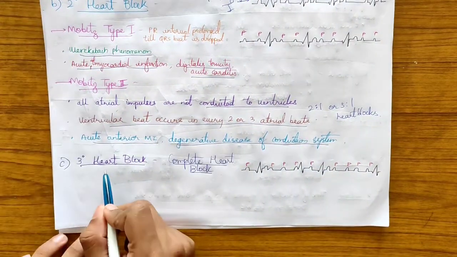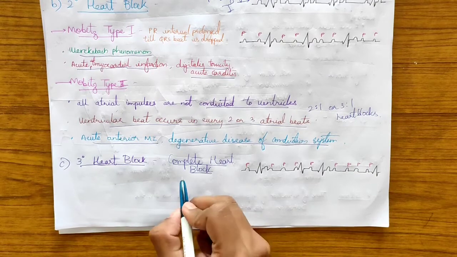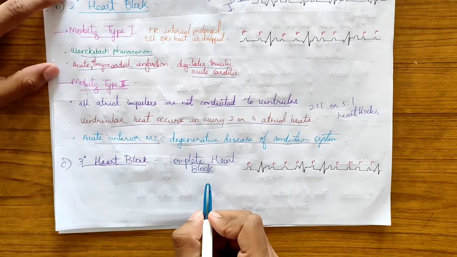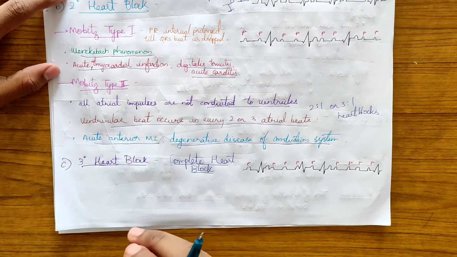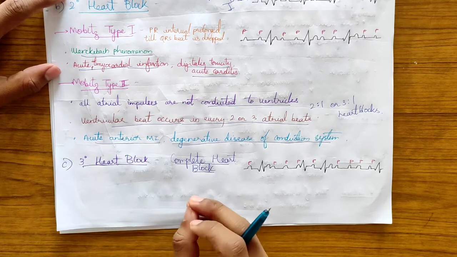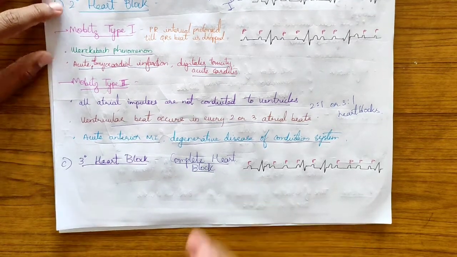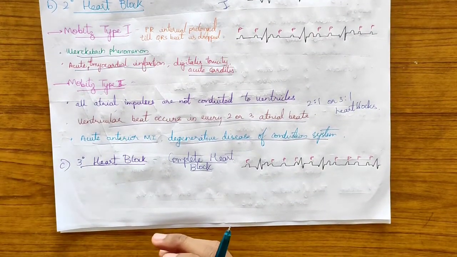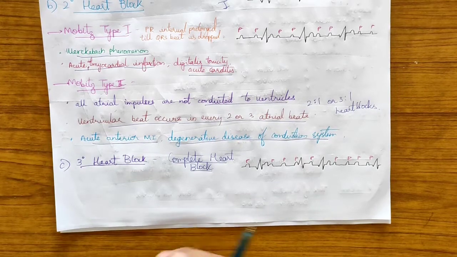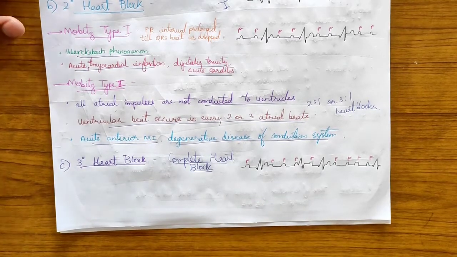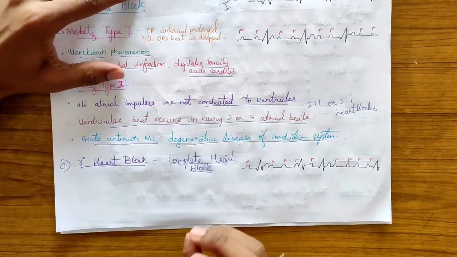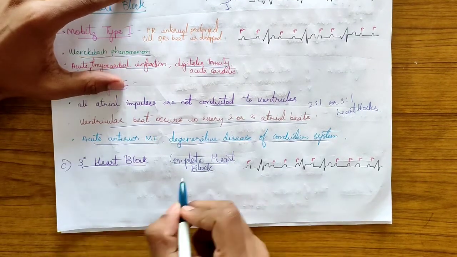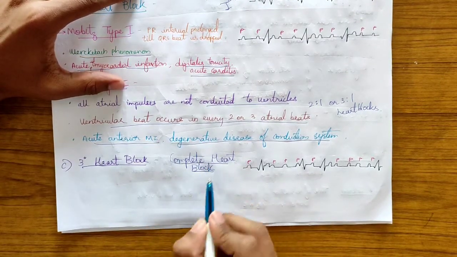The next one is the third degree heart block. It is also called the complete heart block. So why is it called the complete heart block? Because there is no signal transmission from the atria to the ventricles. There is a complete absence of signal transmission. Therefore, the atria will beat separately and the ventricles will beat separately at different times. So there is no coordination between the P wave and the QRS wave. Therefore, it's also called the complete heart block.